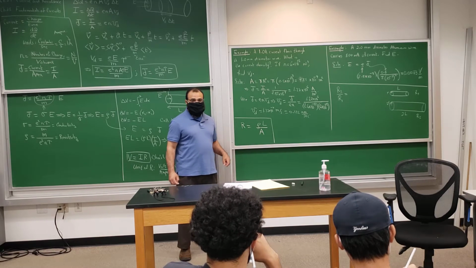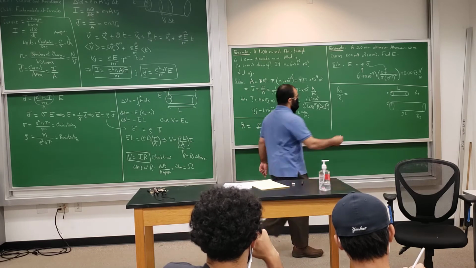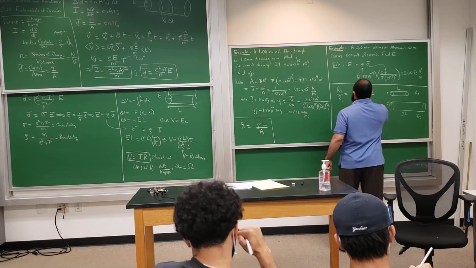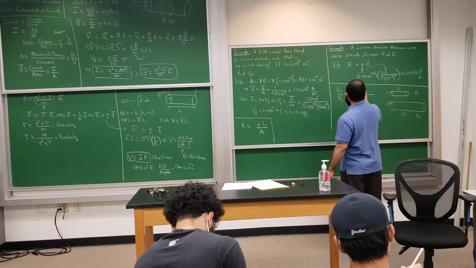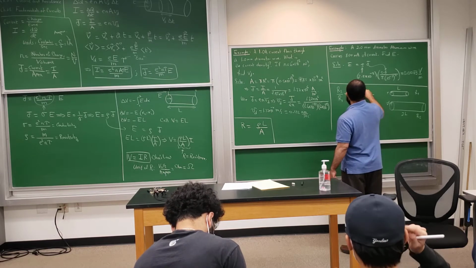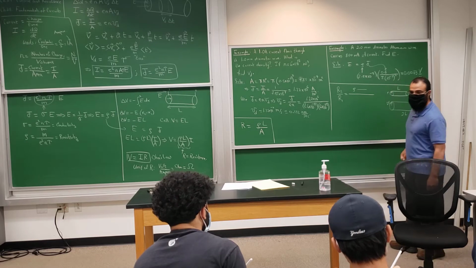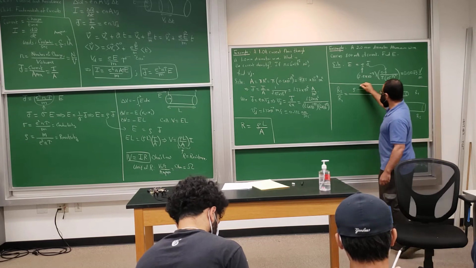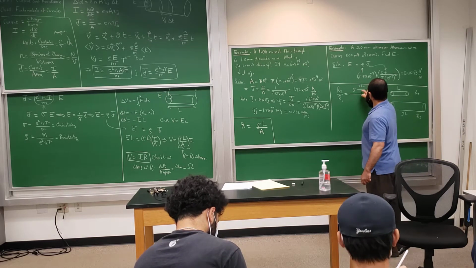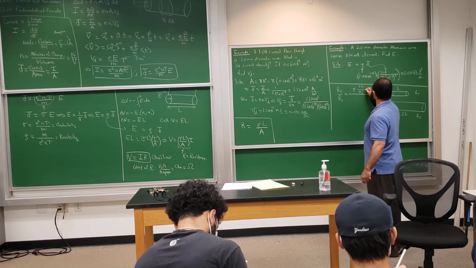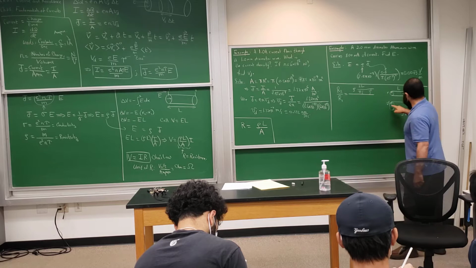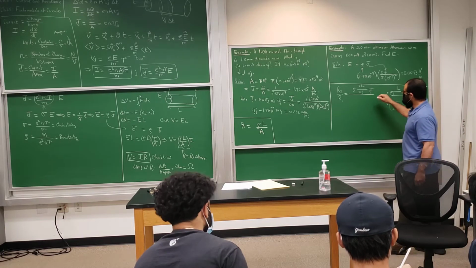So let's see how we can do that. The way to do it is to write them explicitly. R2 would be rho times the length. What's the length of this wire, of R2? 2L. And then the area of this wire would be pi times what? R2 squared. And R2 is 2R.